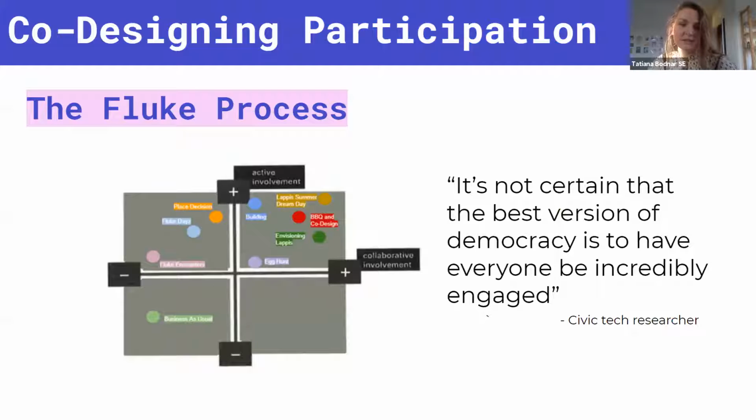And so this is just, I mapped it out with civic tech researchers, and they say that it's not certain that the best version of democracy is to have everyone incredibly engaged. And we saw that too. Some people were much more into the collaborative involvement. Some people like to only be doing it themselves. And then others were very active, wanted to really build things, while others were just okay with giving their opinion once in a while. So we just mapped out all of these different steps.